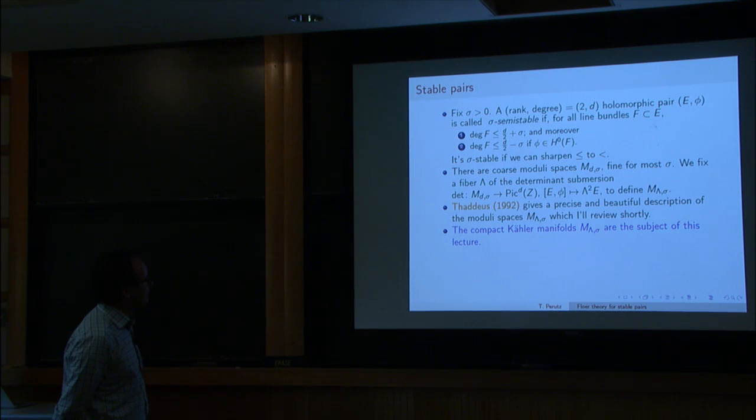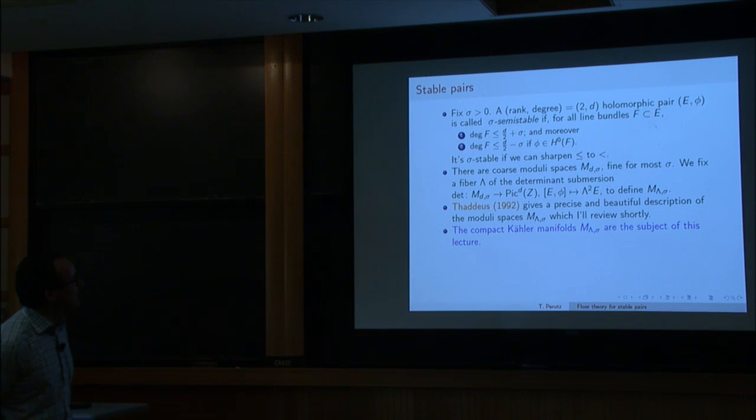So it turns out that there are of course moduli spaces M_{d,sigma} of such pairs. In fact, nearly always they're fine moduli spaces. They have universal families.